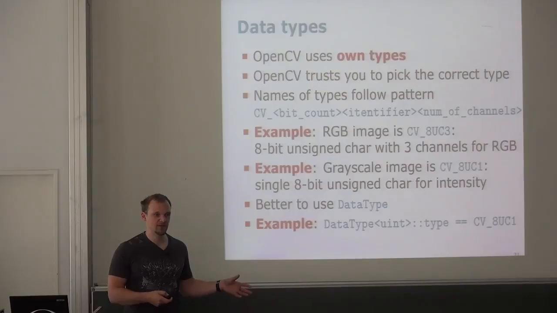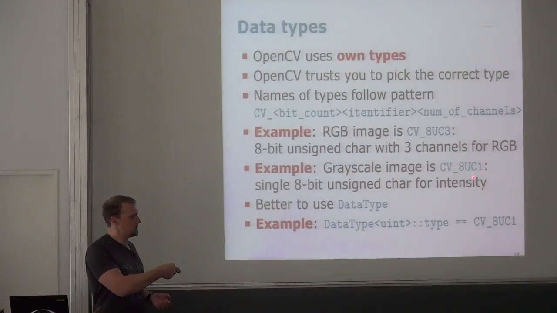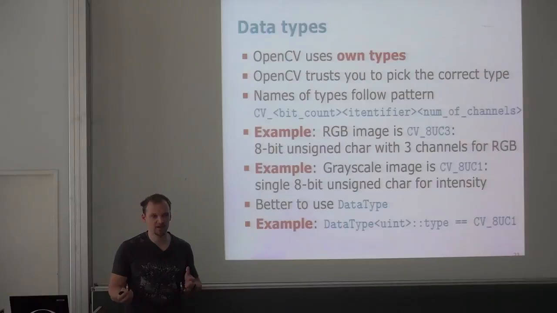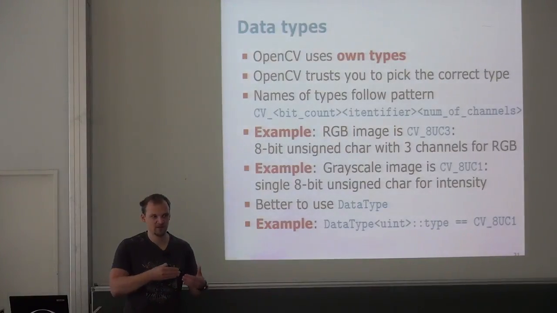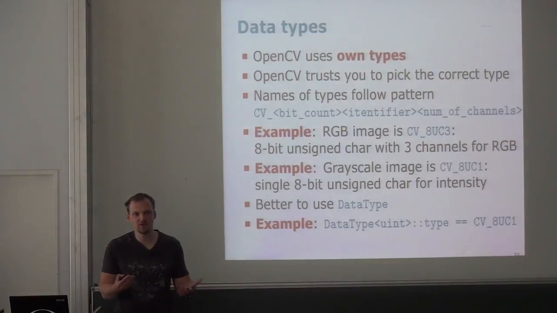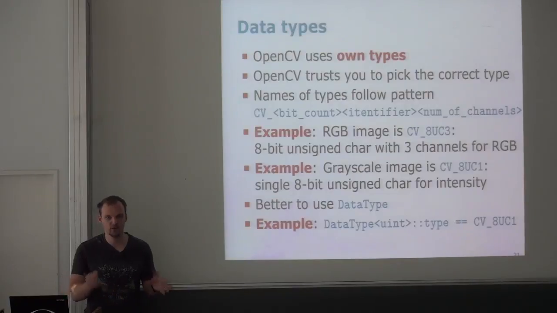It's a bit cryptic from the start, but with time you get used to those types. So what it tells you is 8 bits, unsigned char, and 1 channel over here. So that gives you a black and white image. And why is black and white 1 and the color is 3? It's because black and white just needs intensity basically, and in an RGB image you need 3 channels of intensity for red, green, and blue, right? So I hope that makes sense.